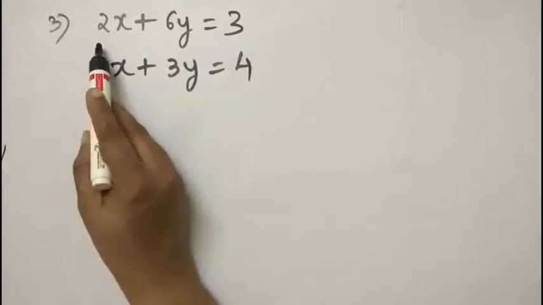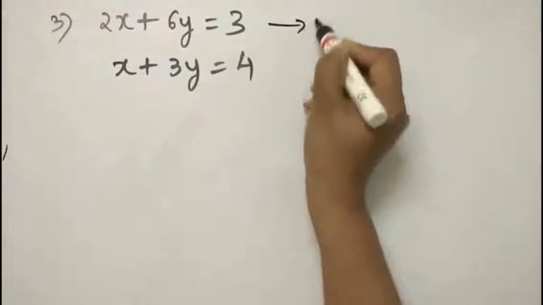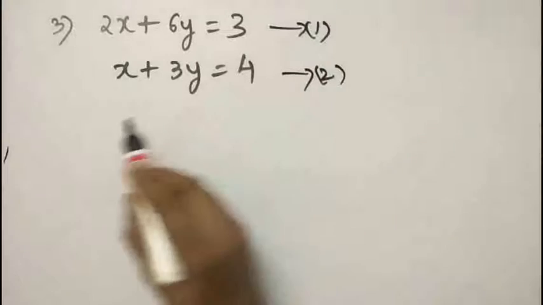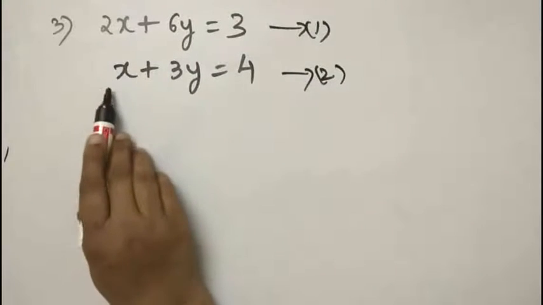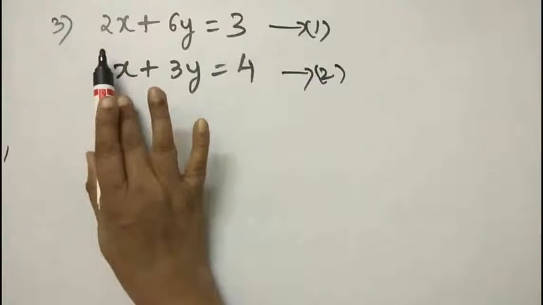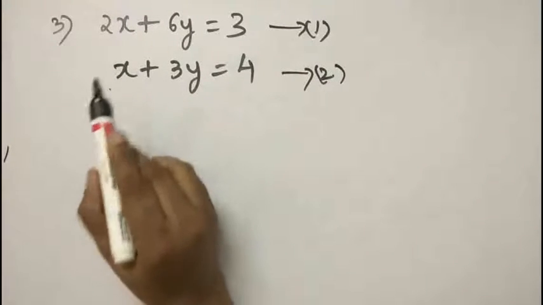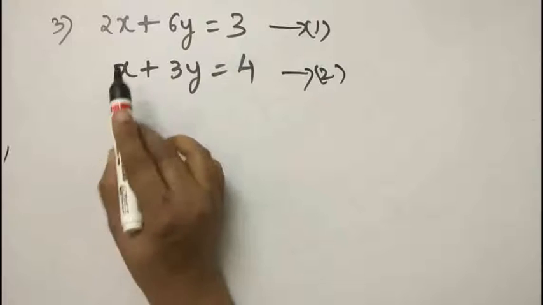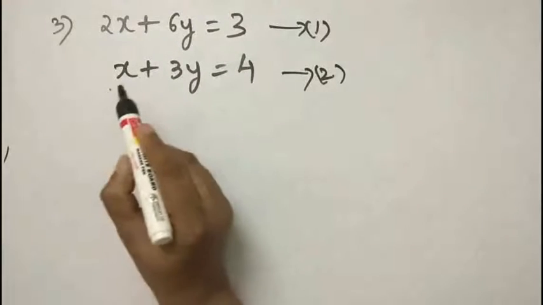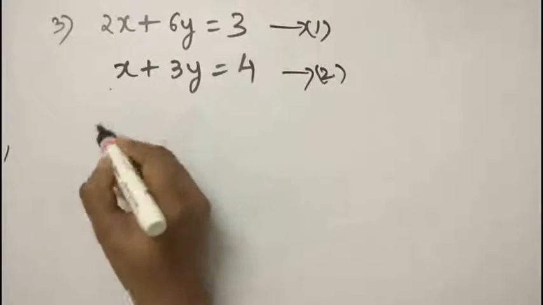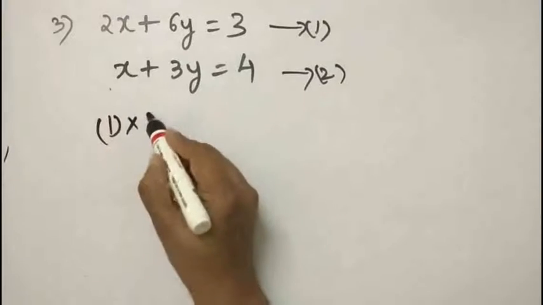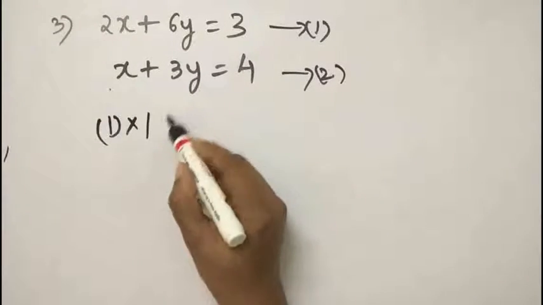Now here, let it be equation 1, let it be equation 2. Here the coefficient of x is 2, here it is 1. So I think it is better to use the coefficient of x to eliminate the terms of x. I am using the coefficient of x to eliminate the terms having the variable x. So equation 1 I am multiplying with 1.